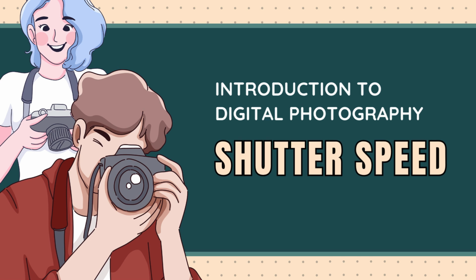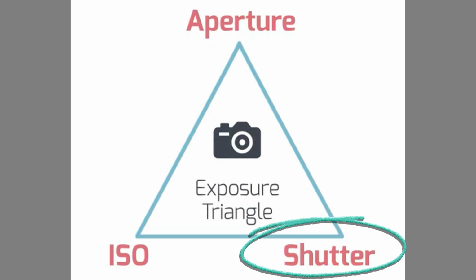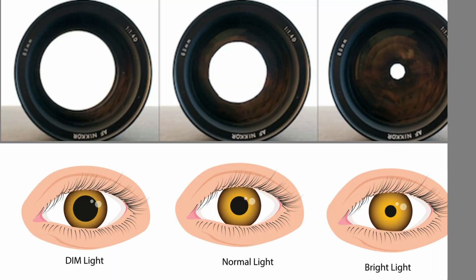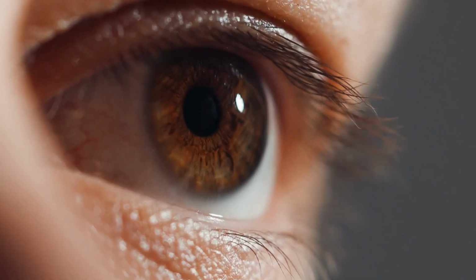If you watched our video on aperture, then you learned about what we call the exposure triangle. To recap, the exposure triangle is made up of aperture, shutter speed, and ISO, each of which affects the exposure or brightness of your photo. Today, we are going to talk about shutter speed. You'll remember that we talked about the eye analogy. Aperture is how wide the pupil opens to let in light, and shutter speed is how long your eyelid stays open.